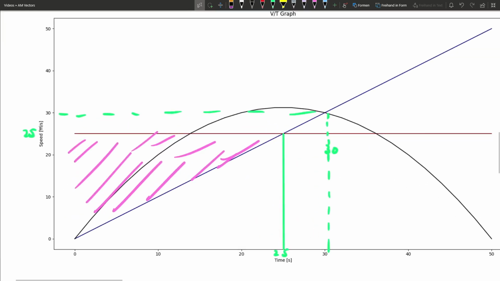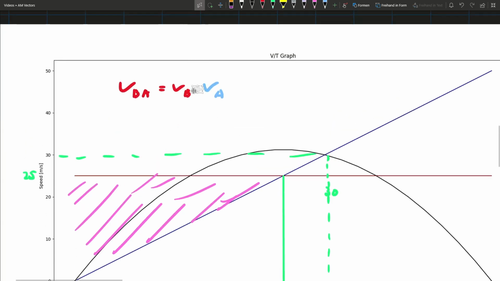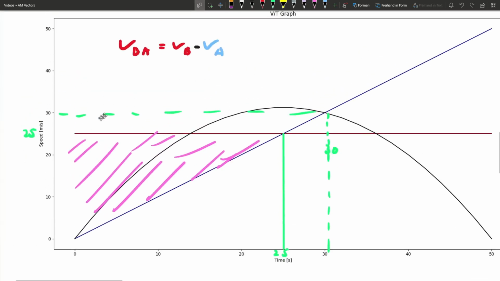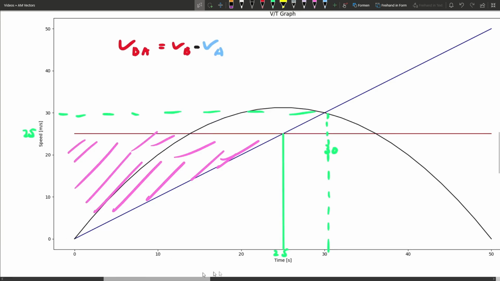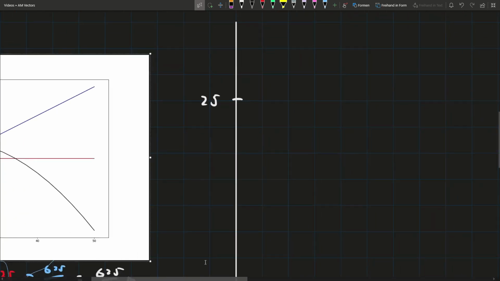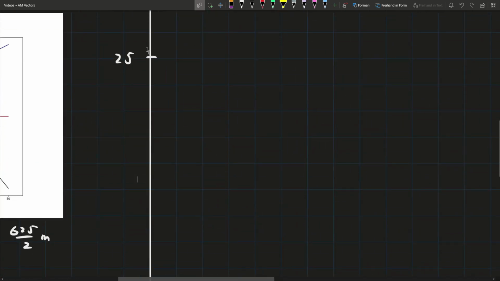So you can see, remember, the velocity of B relative to A equals the velocity of B minus the velocity of A. B is the red line, and A is the blue one, we'll say here, because B is in front. I'll make this black, sorry. There we go. So we can figure out the relative velocity. At the start, if we do the red one minus the blue one, it's 25 minus 0. So the initial relative velocity is 25.